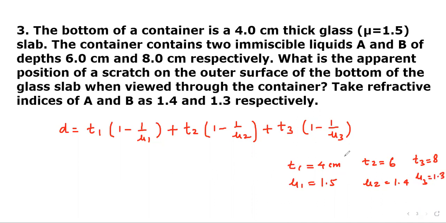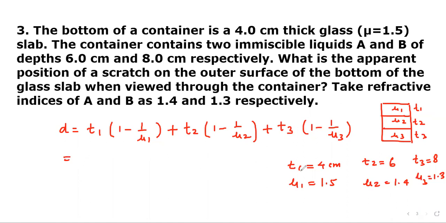Now, the situation is like this. We just draw a simple diagram. So this is, suppose, mu1 and thickness is T1. Then there is a second medium mu2, thickness is T2. Then this is mu3, thickness is T3. So we can put the values.